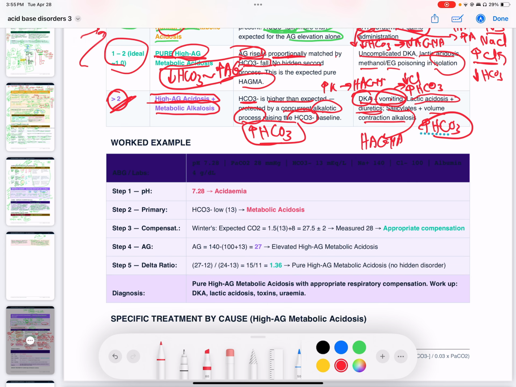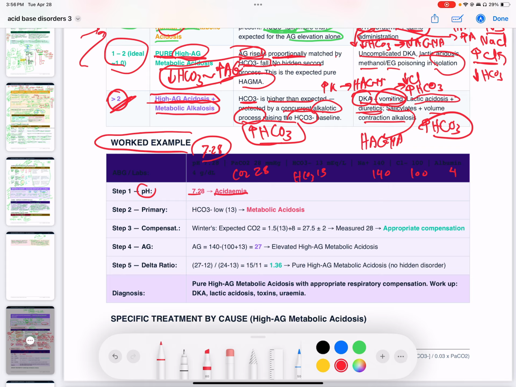So let's go through this example together. I think just a small practice so we can understand better. I'm not sure if those numbers are very clear, but here the pH is 7.28, the PaCO2 is 28, the bicarb is 13, sodium is 140, chloride is 100, albumin is 4, which is normal, right? So step number one, we look at the pH. The pH here is 7.28, right? So that means it's acidemia.